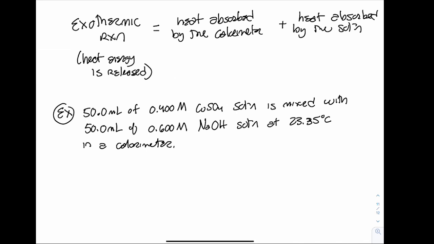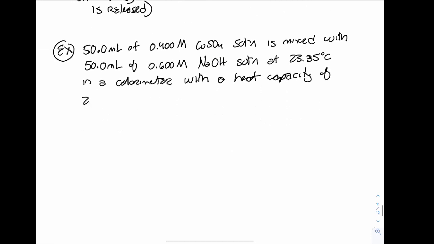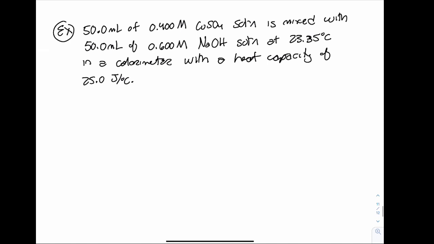Forgot a part. In a calorimeter with a heat capacity of 25.0 joules per degree Celsius. There is more, but I'll give you a second to get caught up. So 50 milliliters of a 0.400 molar copper(II) sulfate solution is mixed with 50.0 milliliters of a 0.600 molar sodium hydroxide solution at 23.35 degrees Celsius in a calorimeter with a heat capacity of 25.0 joules per degree Celsius.